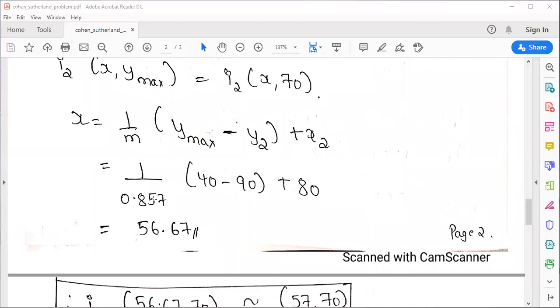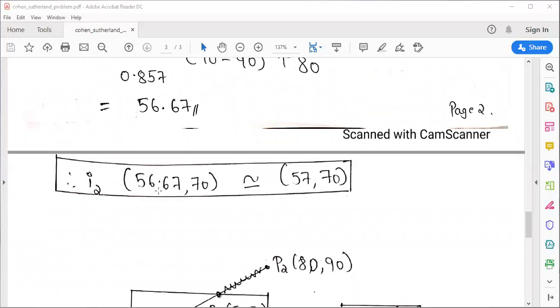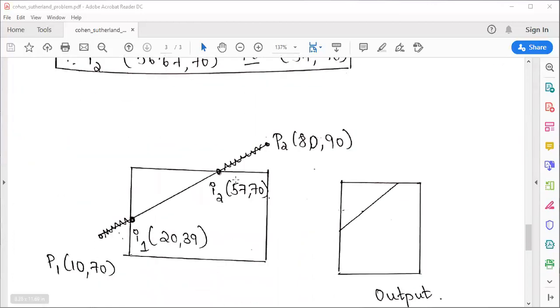So 1 by 0.857 into 60, if you do, you will get the value as 56.67, right? Therefore the second intersection point will be 56.67 comma 70, which is nearly equal to 57. So 57 comma 70. Now we have the clipping window here like this. We have got the first intersection point as 20 comma 39 and the second intersection point as 57 comma 70.